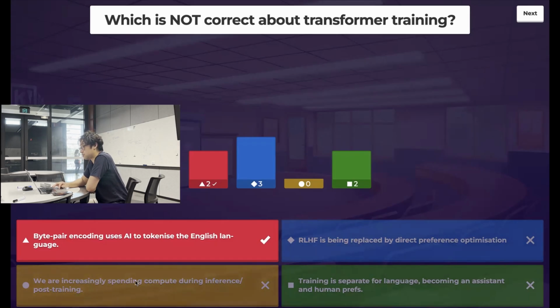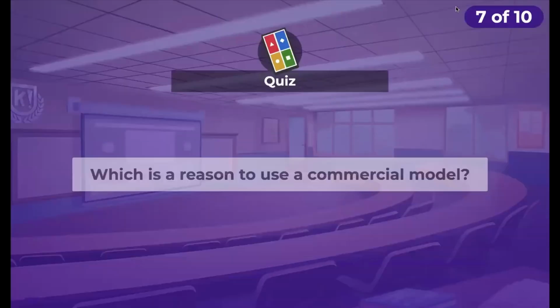Because of reasoning models, we're now spending more and more compute during inference. After we have finished training the model, we now allow the model to actually think through its response. So we're spending a lot more money, and all that money is shifting towards models thinking rather than being trained initially. So yeah, this one's a tricky one.